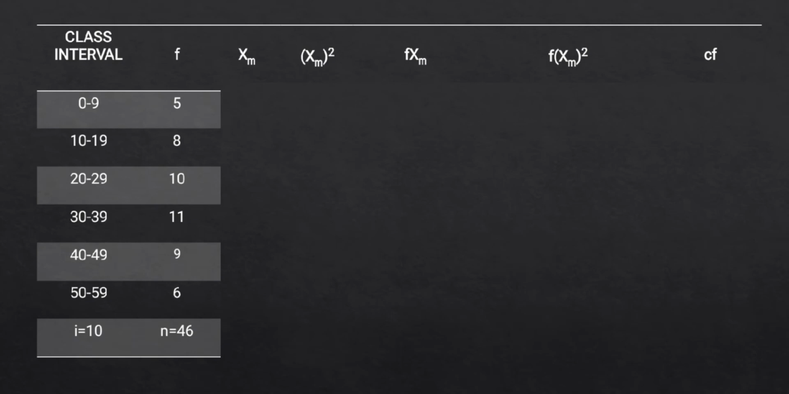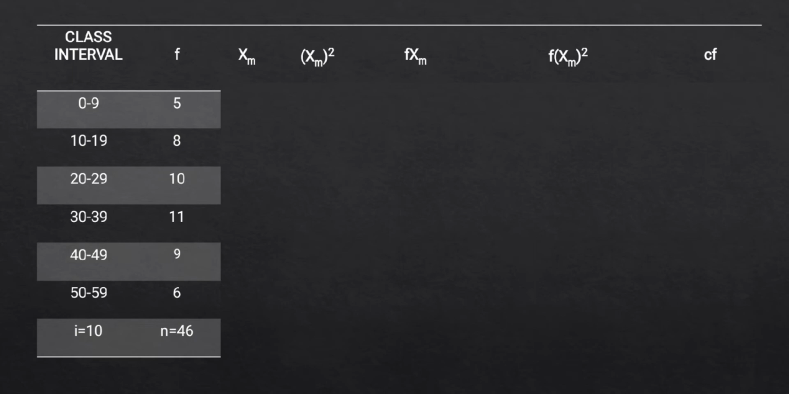As you can see, this slide contains a table that has a lot of empty spaces. Our goal is to fill in each of these spaces so that we can use the table for computation. The class intervals, frequencies, class size, and the total number of respondents are given in the table because we've already figured out what those are when we looked at the data collected.